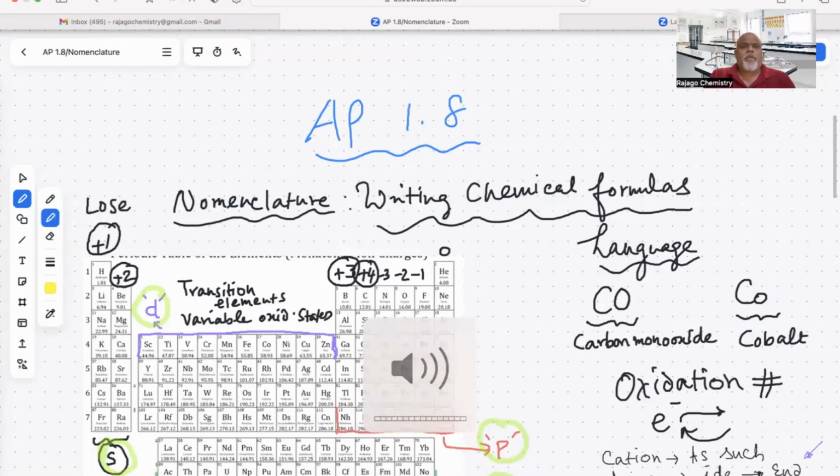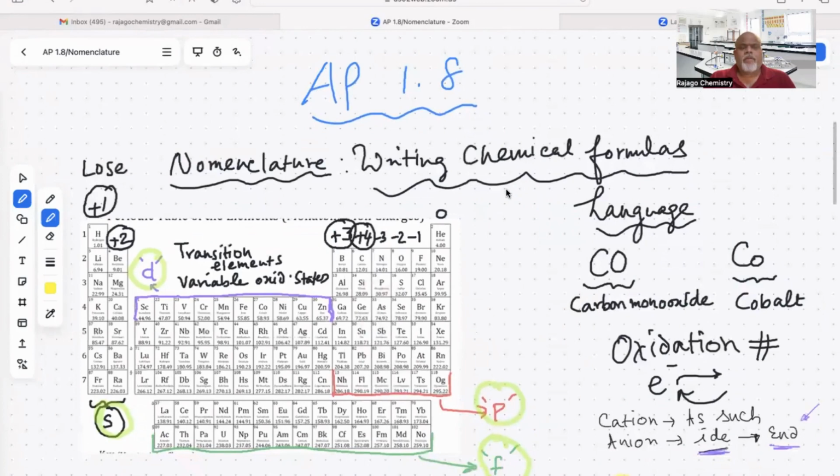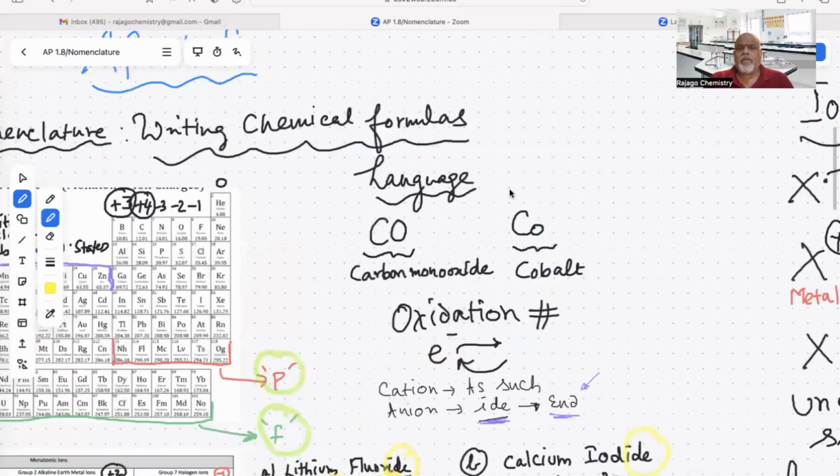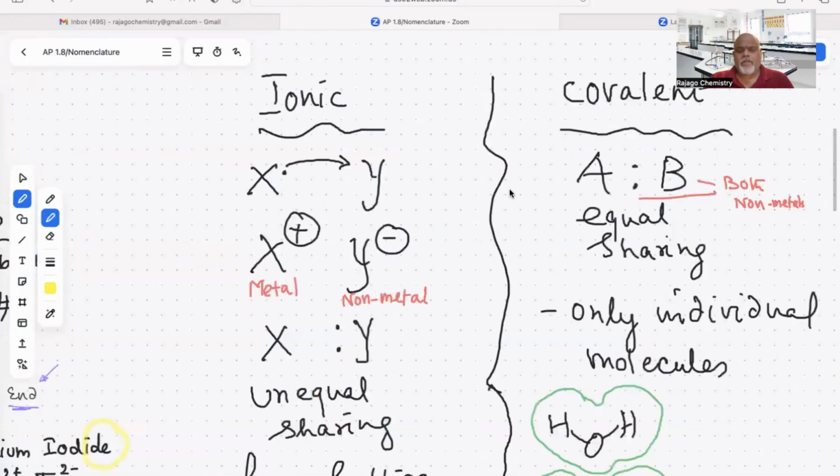Okay, welcome to AP 1.8. In 1.8, we are going to look into nomenclature, writing chemical formulas, and at the same time, we are going to understand some key concepts: what is the difference between ionic and covalent compounds, and what are oxidation numbers. Ionic compounds are formed between a metal and a non-metal. That is the primary difference.